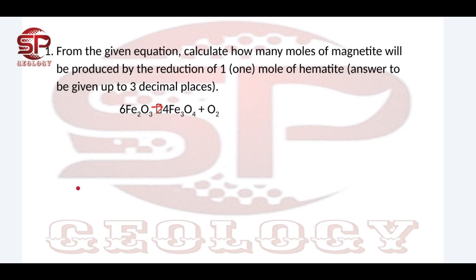From the given equation, calculate how many moles of magnetite will be produced by the reduction of 1 mole of hematite. So with this type of question, first you have to see the equation and identify which is your hematite and which is magnetite. This one is your magnetite, this one is your hematite.